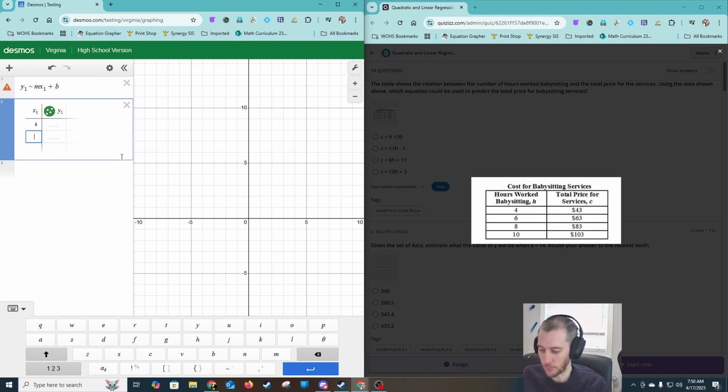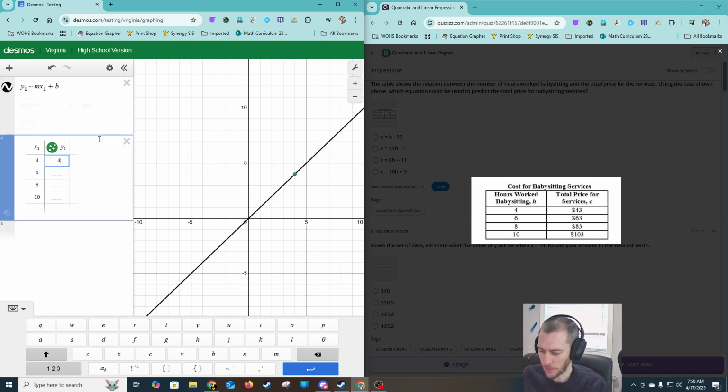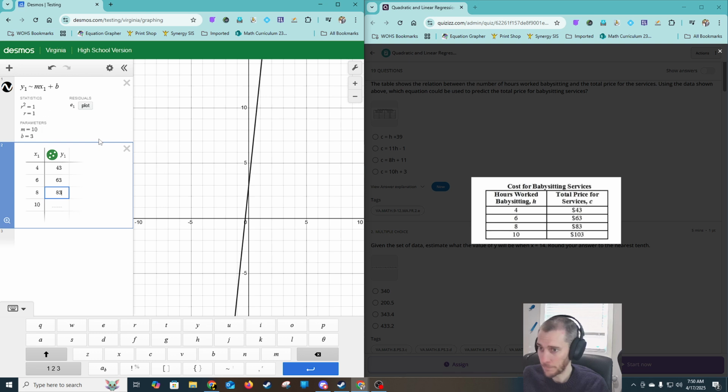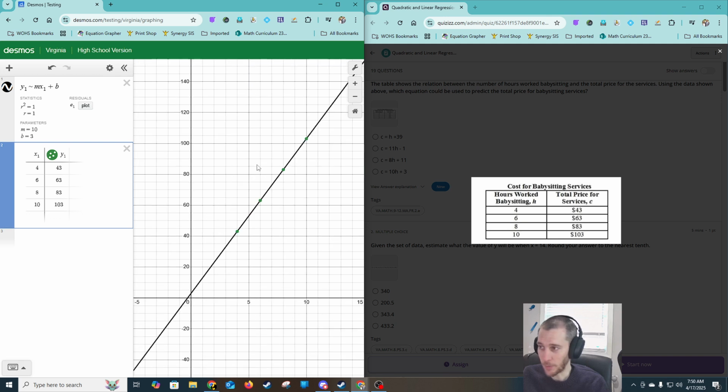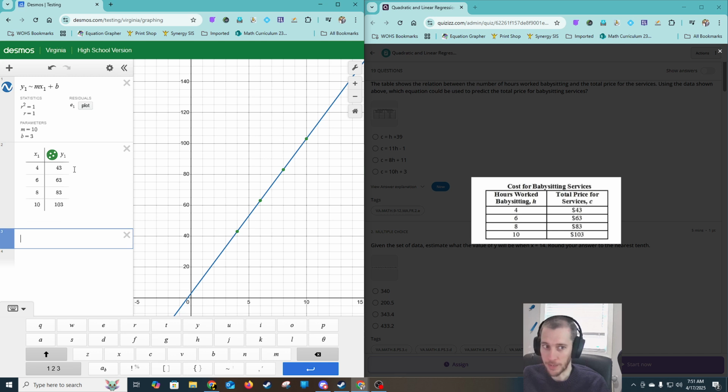So this is going to be 4, 6, 8, 10. And for my y values, we got 43, 63, 83, and 103. So if you hit the magnifying glass, zoom fit, it will show you the scatter plot, which is the green dots. And you can see that a line is going to go perfectly through these dots. So the blue line is going through the green dots. And that's how we know it's correct.